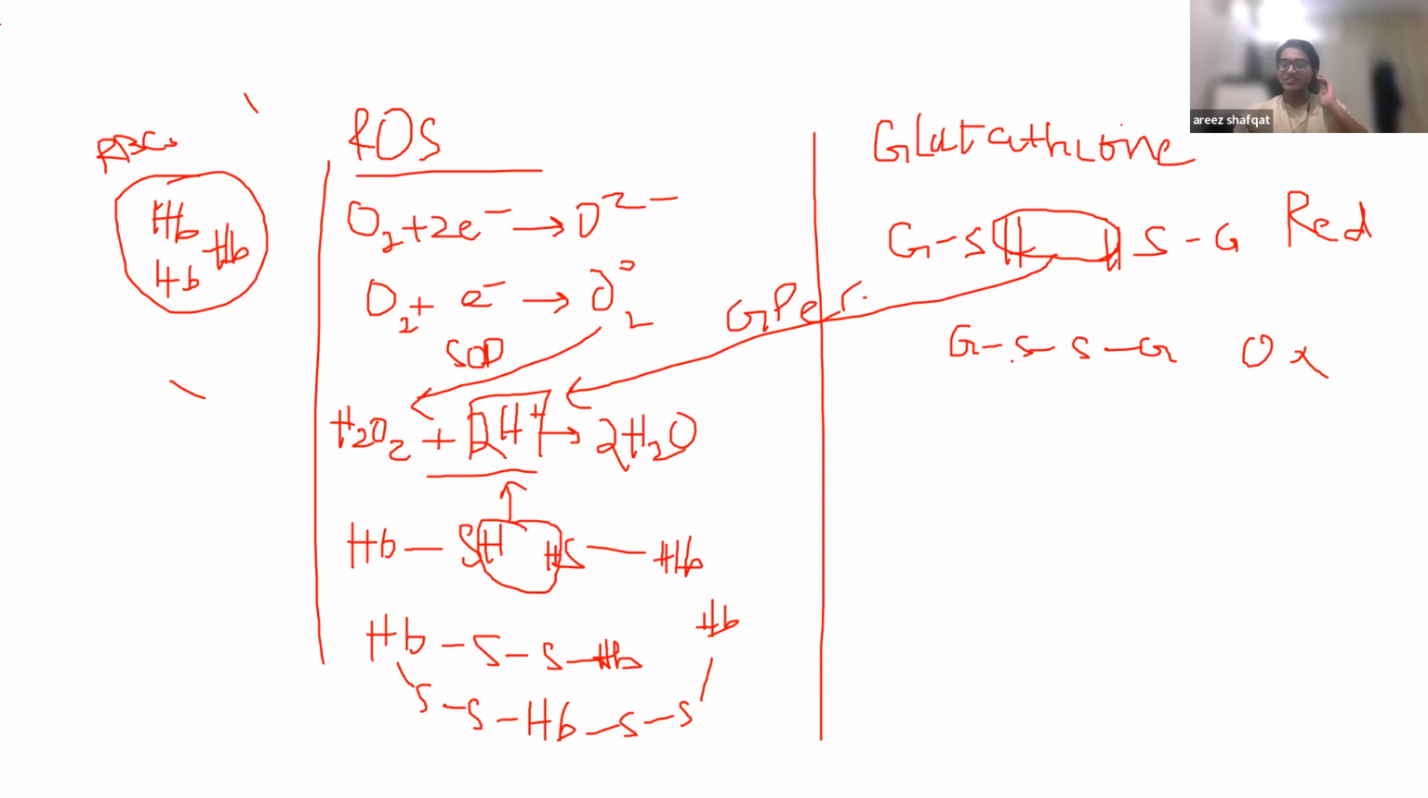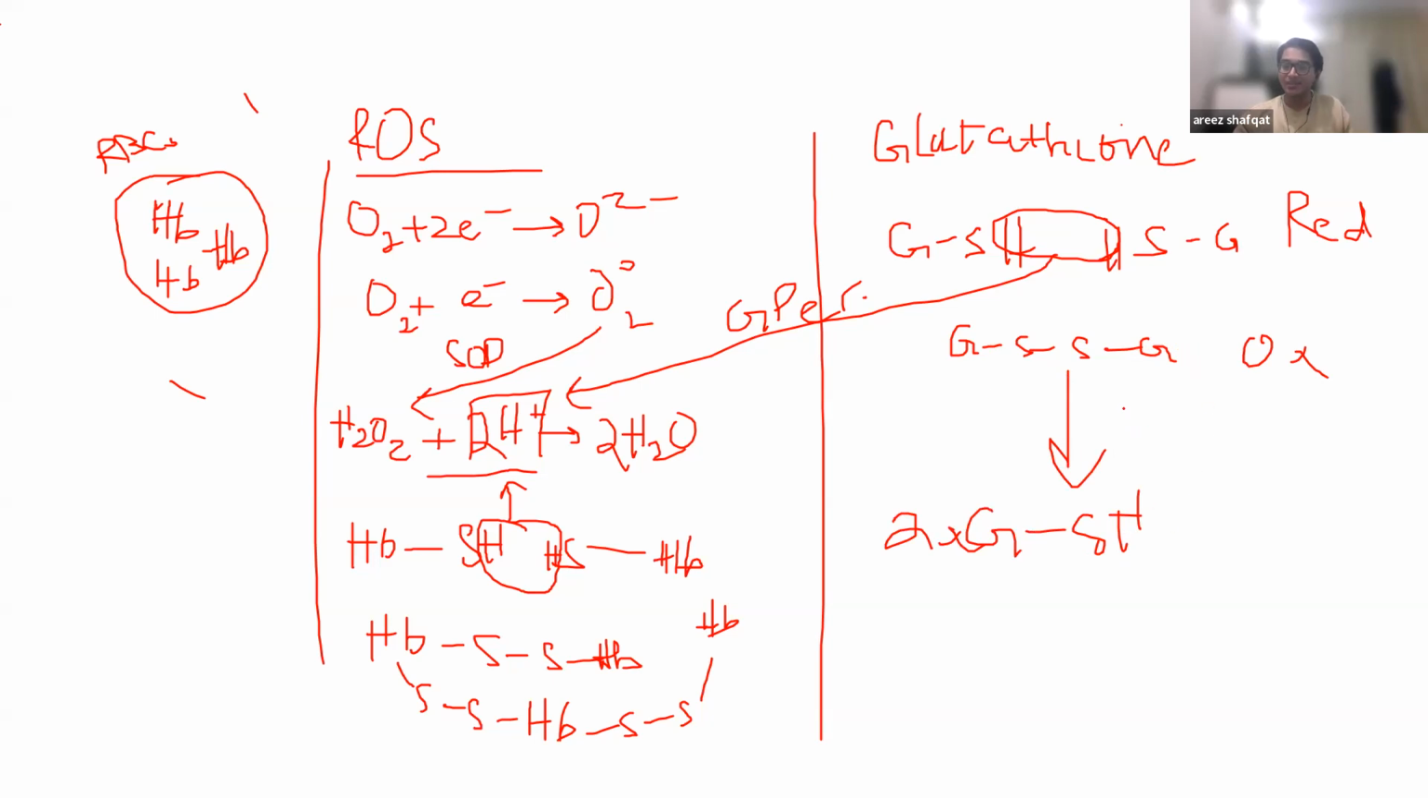This way the red blood cell can save hemoglobin from hydrogen peroxide by sacrificing glutathione. Glutathione is giving the protons to hydrogen peroxide, and it's saving hemoglobin. But now, obviously, you're going to have more hydrogen peroxide, so you need to find a way to reduce oxidized glutathione back into 2 GSH. I need to make this oxidized form back into the reduced form.